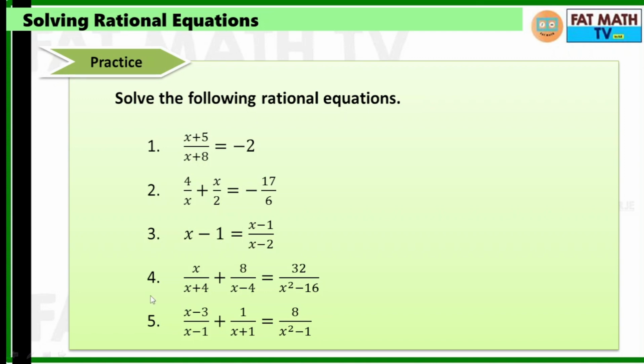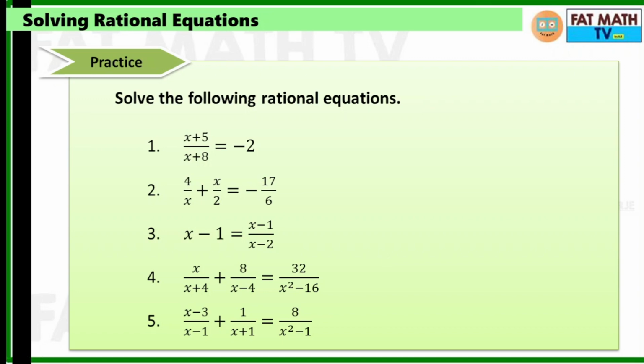For number 4, multiply both sides by x minus 4 times x plus 4, because x squared minus 16 is just x minus 4 times x plus 4. And for number 5, multiply both sides by x squared minus 1, or x minus 1 times x plus 1, since x squared minus 1 is just equal to x minus 1 times x plus 1. Okay, pause the video and answer the following items.